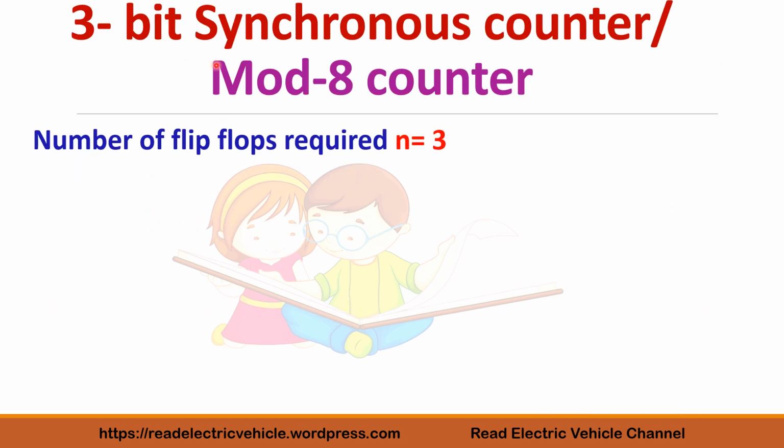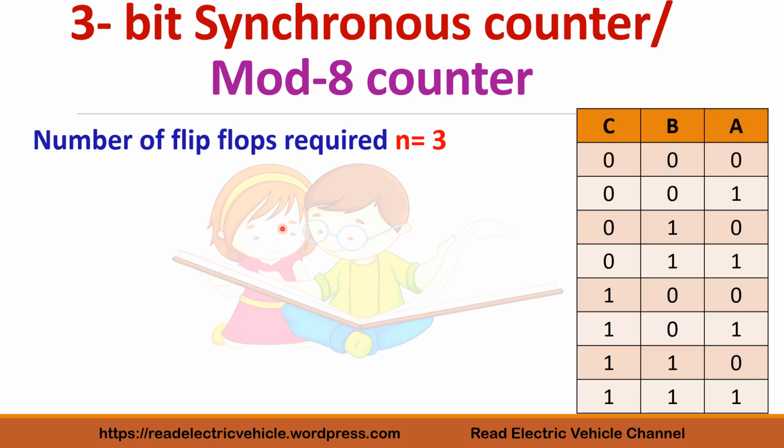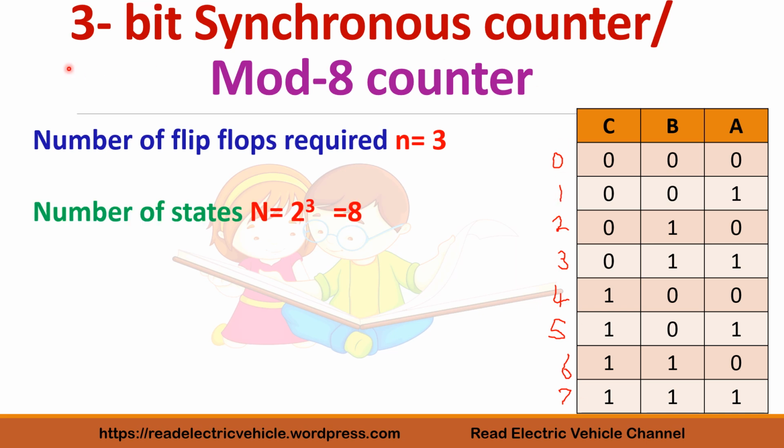This 3-bit synchronous counter is also called a Mod-8 counter. We have seen that for 3 bits we need 3 flip-flops, and with 3 flip-flops we get 8 combinations. The number of states in this 3-bit counter is 2 power 3, that is 8, which are called the states of the counter. Since there are 8 states, we call it a Mod-8 counter.